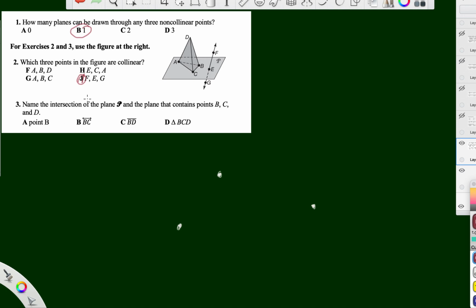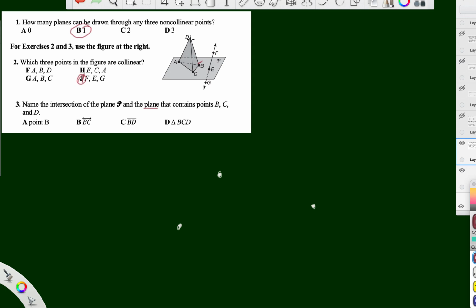Now, name the intersection of plane P and the plane that contains points B and C. And this is where I made my mistake earlier. But I think I'm going to be okay with this. Name the intersection of the plane P, that's this gray quadrilateral here, and we have BC right here, right?